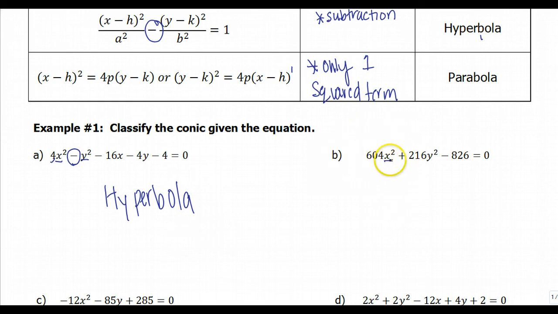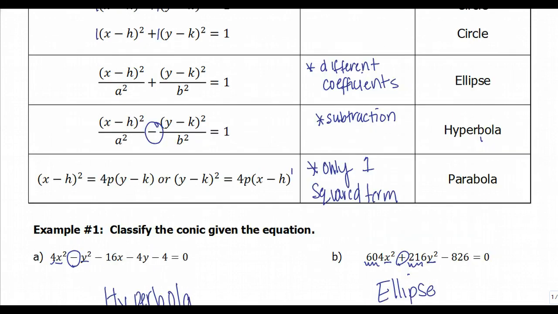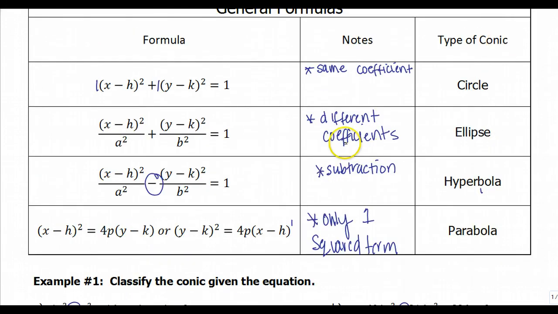Part B, I've got x squared and y squared with different coefficients and a plus sign. So that has to be an ellipse, right? The different coefficients and a plus sign is always an ellipse.